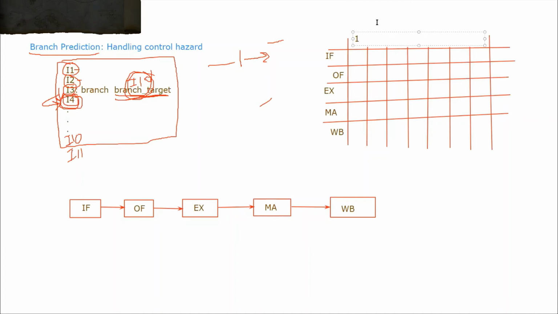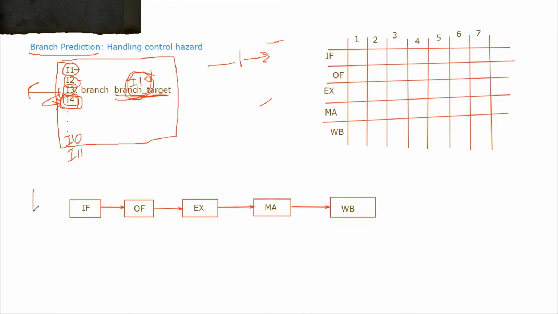So this is my cycle 1, then cycle 2, cycle 3, cycle 4, cycle 5, cycle 6, cycle 7. So let's start from this instruction. The branch instruction, I3, is a branch. And let's say I3's target is I10 and I11. Now let's see what we are doing.